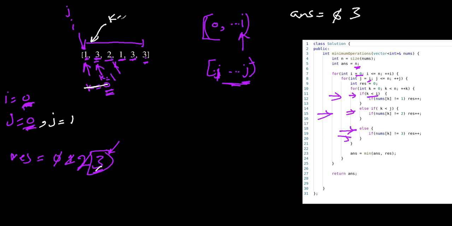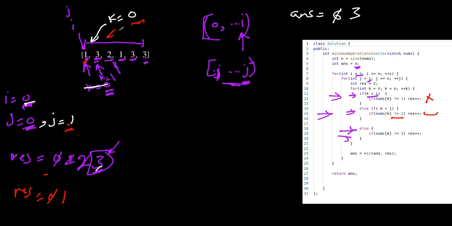Now k equals 0. 0 is not less than i, so this condition doesn't apply. 0 is less than 1, that means this condition applies, and this lies in the second segment of the array, where we need to check if the element doesn't equal 2. So is 1 not equal to 2? Yes, so we increase the counter.